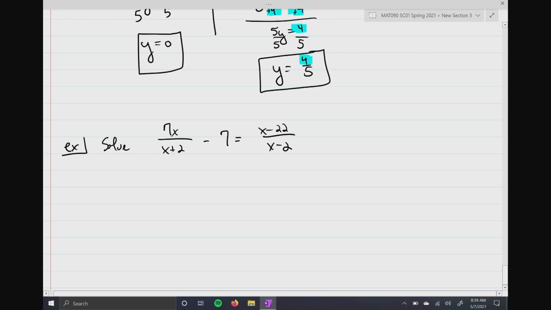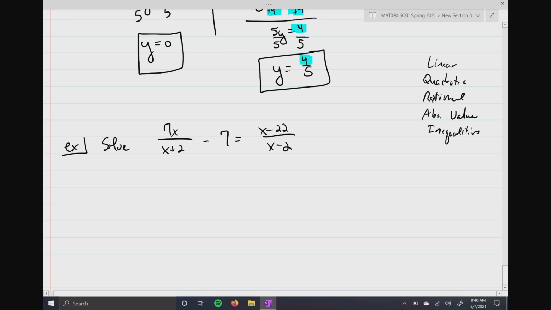So for this problem, notice we got rational expressions all over the place. Oh, and that's another type of problem we looked at. I didn't even write that one down. So we looked at linear, quadratic, rational, absolute value, and then there's inequalities. Wow, we looked at a bunch. I forgot about the rational ones.